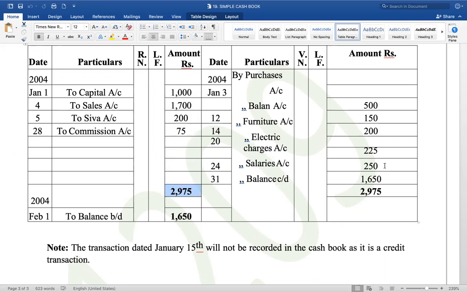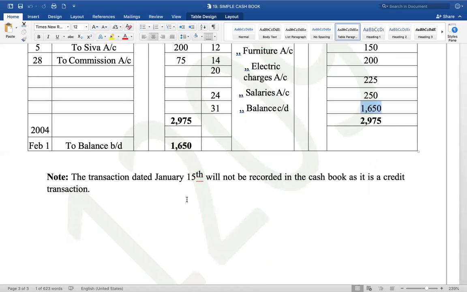This side total is very small. The highest total you're dropping here, and the difference being 1650 is the balancing figure. It is also the closing balance of the cash account on 31st day of the month. What is closing now will become opening for the next accounting period on February 1st. So 1650 is the opening balance for the next accounting period, right?